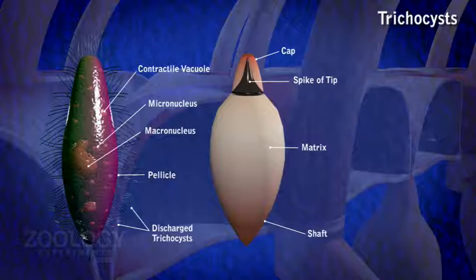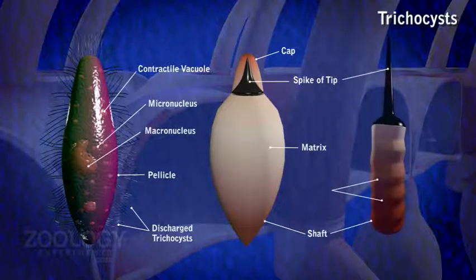Discharge of the trichocyst is caused by mechanical, chemical, or electrical stimulation. It occurs in a span of a few milliseconds. When fully discharged, the shaft becomes a long cross-striated rod and measures about 40 micron in length.